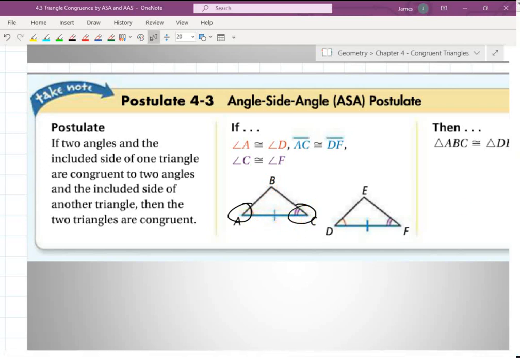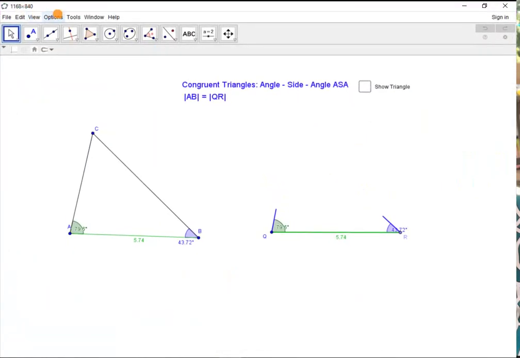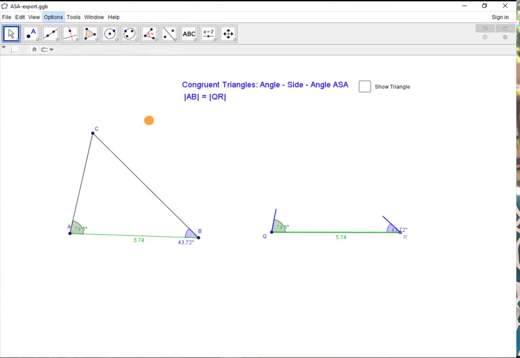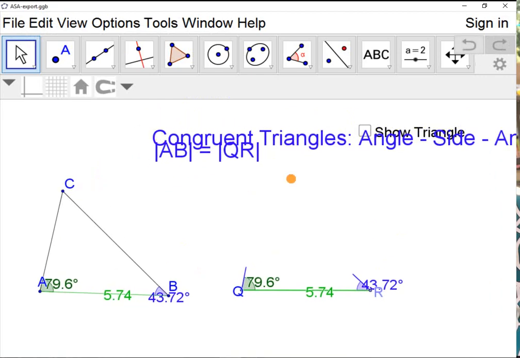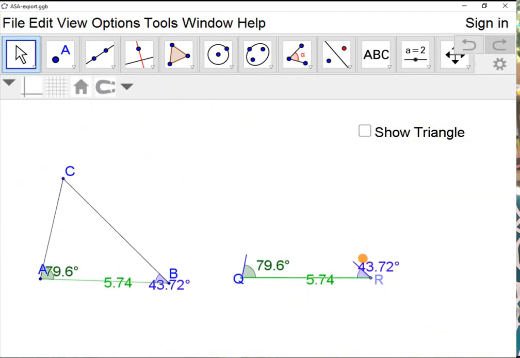But here is an applet to kind of maybe justify this concept. Get rid of some of this. All right, so basically what I'm going to do is tell you I've got 2 angles, angle A and angle B. Okay, and let's say that we cut them out, like we take a protractor and cut those angles out in cardboard. Okay, and then I've got this segment between them of 5.74.